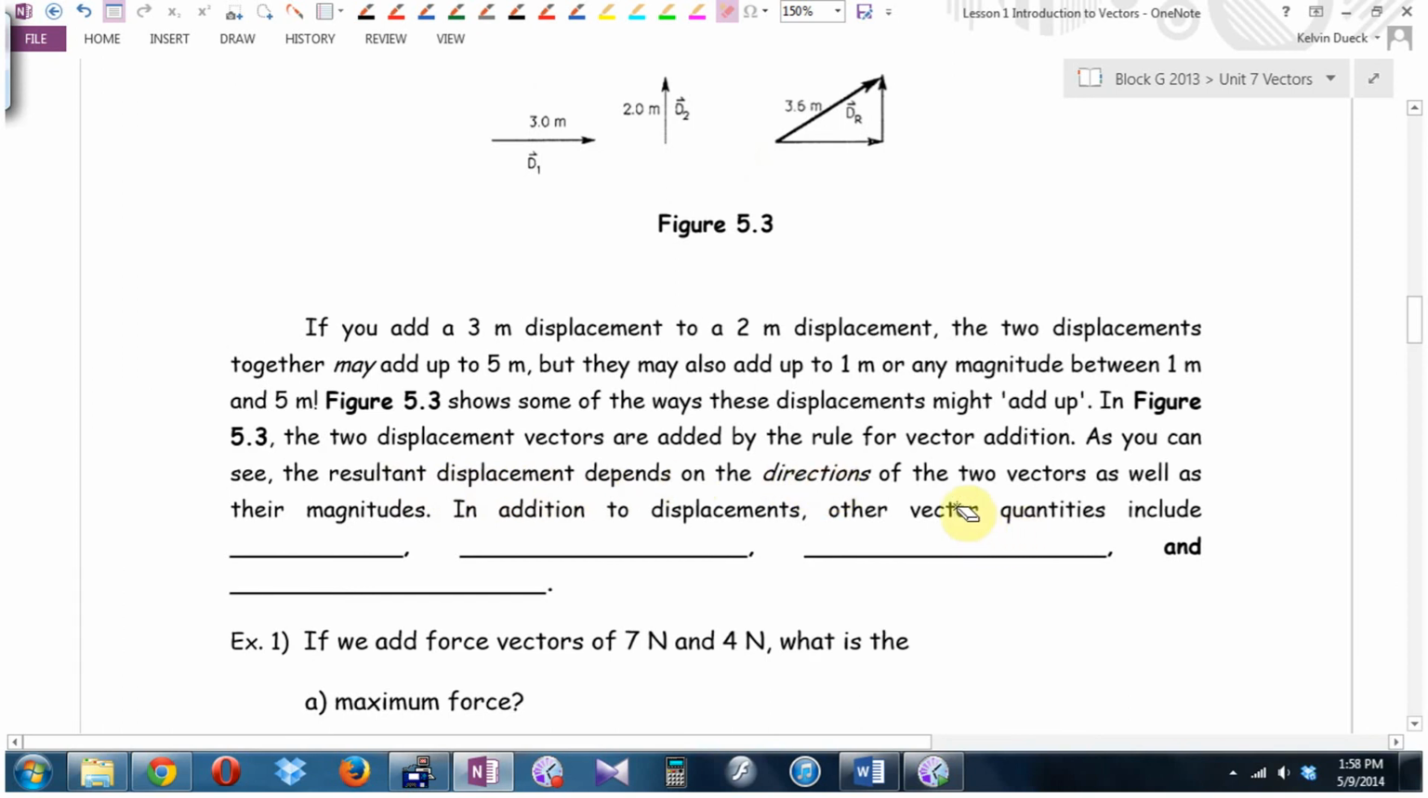Hey, what are some other vector quantities? So displacement is a vector. What else? Velocity. What else? Momentum. I'll say impulse / momentum. What else? Force absolutely is. And the reason force is, is because what? Because force is ma. Mass is a scalar, but a is not. So acceleration.